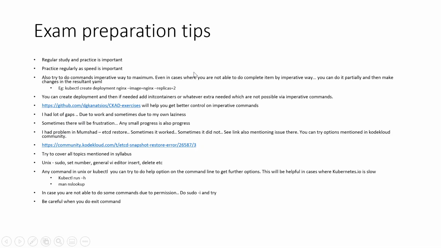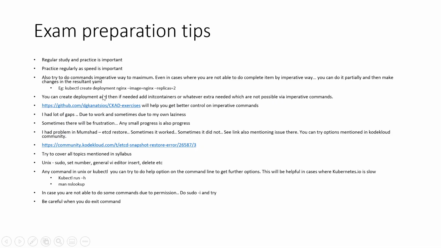Certain commands may not be available imperatively, so even in those cases you can try to do it partially in an imperative way, and then make the changes in the resultant YAML. For example, you can create the deployment with the image and the replicas, and then make whatever changes are needed, like adding init containers.